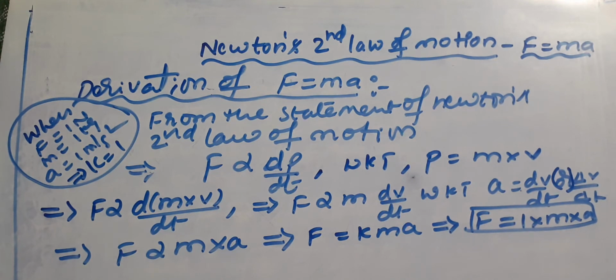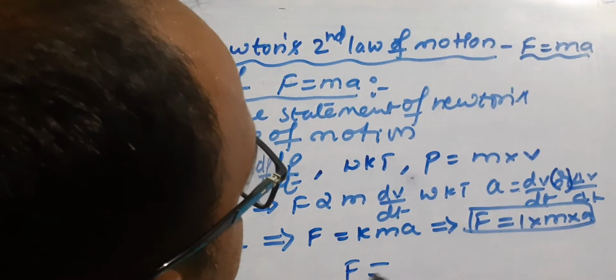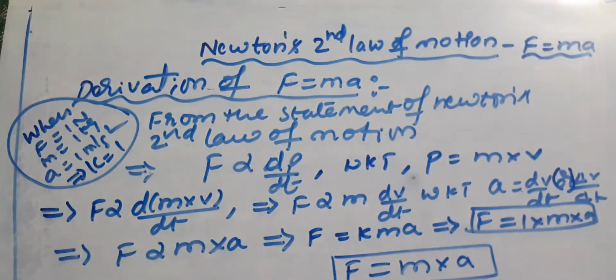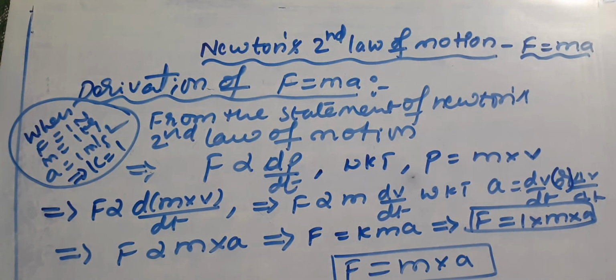So then the formula for force is F equals m into a. This is the formula for force: F is equal to m into a. So force can be defined from that formula as the product of mass and acceleration. Now, what are the units of force in CGS and SI system?